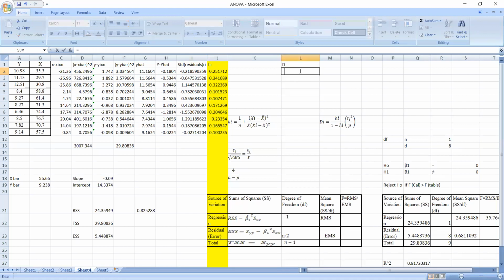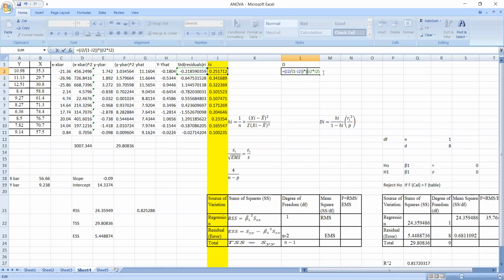If you look at the first observation, the first HI value is 0.25. You have to divide this by 1 minus HI again. I'll put another bracket, and then you have to multiply this value by RI squared, that is the standardized residual. So you take the RI squared value, and then you have to divide this by P.